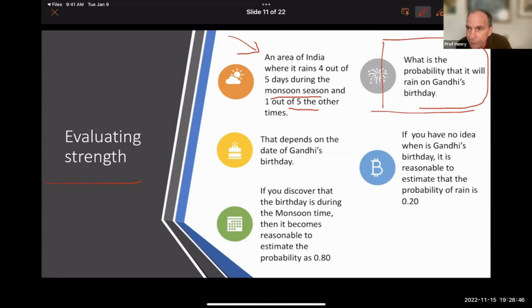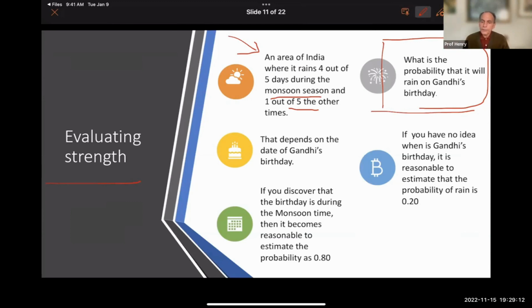Jamila? We need to know the date of Gandhi's birthday, whether it's within the monsoon season or not. Okay, right, that's true. But not knowing that, what is the probability that it will rain on Gandhi's birthday? What is the best you can say? 1 in 5. 20%. 1 in 5. Okay, good.